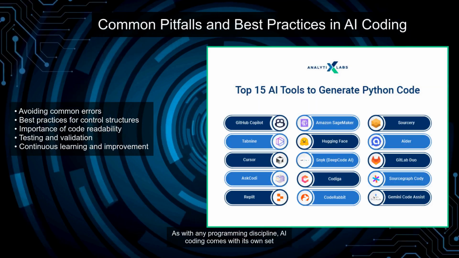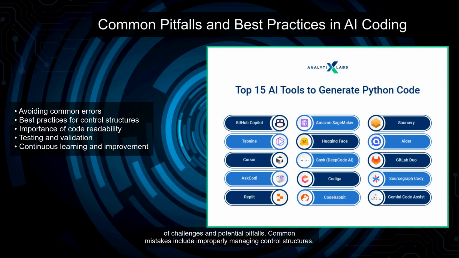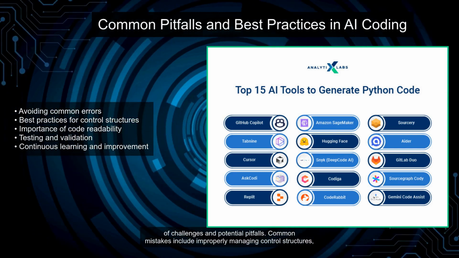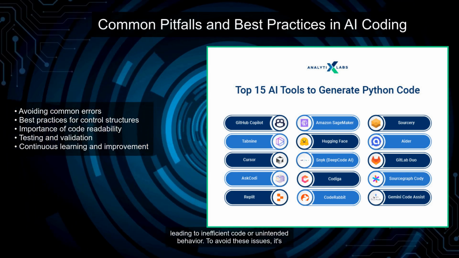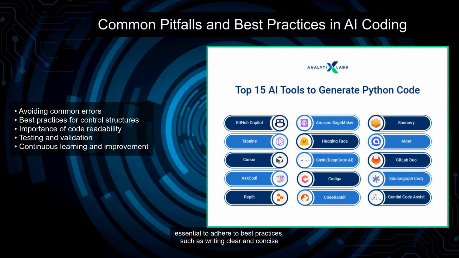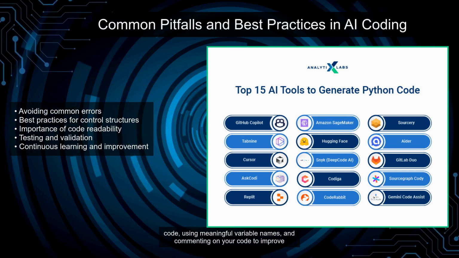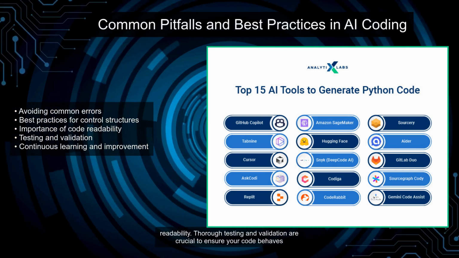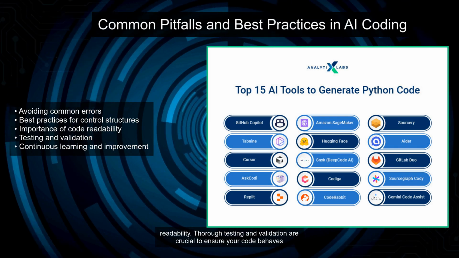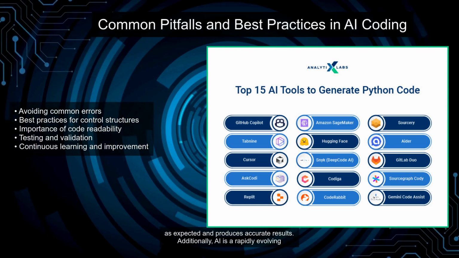As with any programming discipline, AI coding comes with its own set of challenges and potential pitfalls. Common mistakes include improperly managing control structures, leading to inefficient code or unintended behavior. To avoid these issues, it's essential to adhere to best practices, such as writing clear and concise code, using meaningful variable names, and commenting on your code to improve readability. Thorough testing and validation are crucial to ensure your code behaves as expected and produces accurate results.